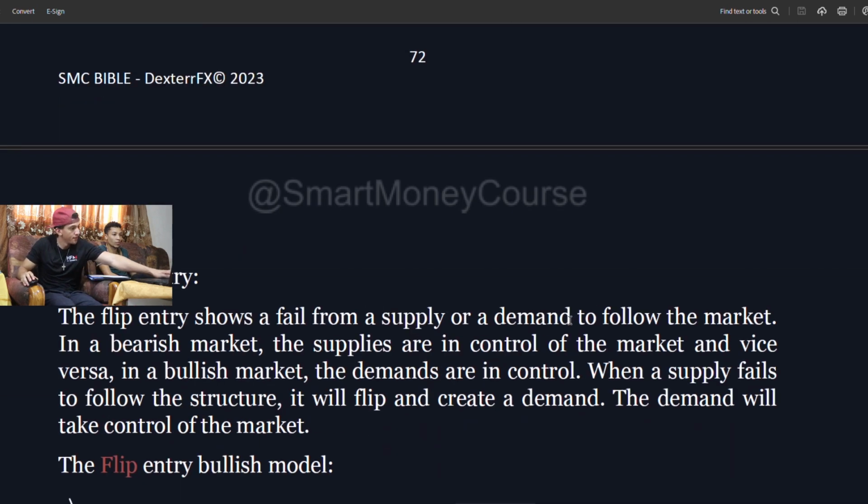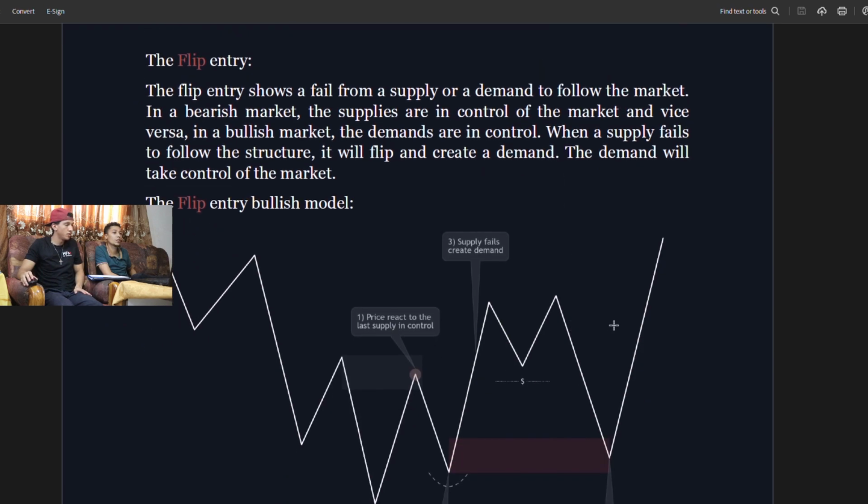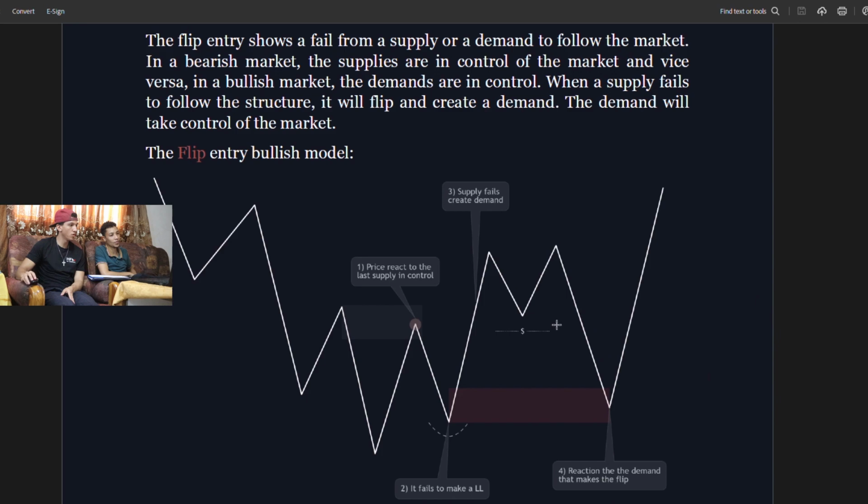The flip entry. The flip entry shows a fail from supply or demand to follow the market. In a bearish market, the supplies are in control of the market and vice versa. In a bullish market, the demands are in control. When a supply fails to follow the structure, it will flip to create a demand, and the demand will take control of the market. There we go, the flip entry model, bullish model.